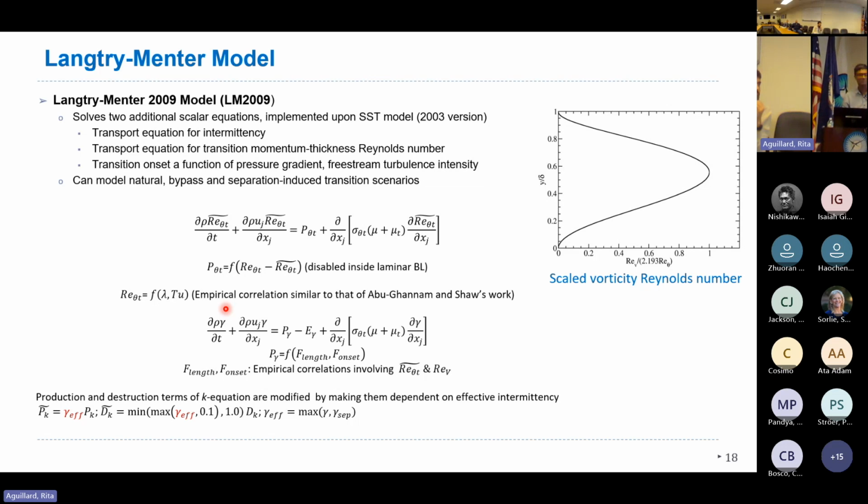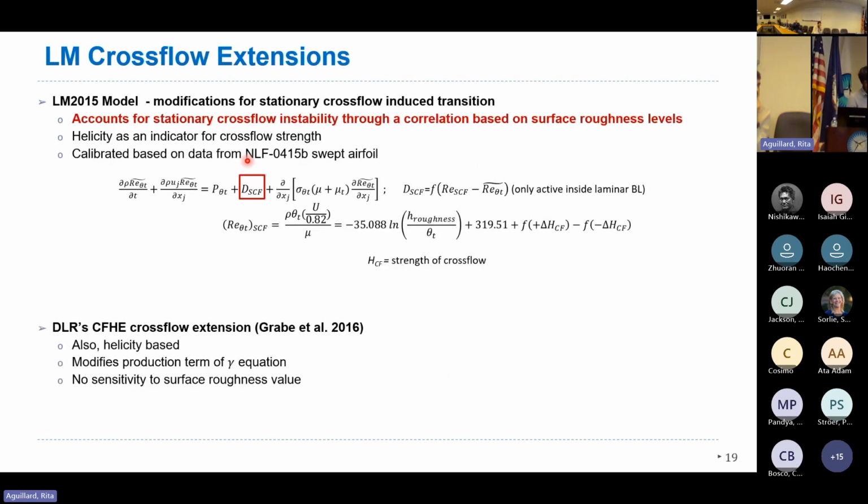So that's the thing. So this can only do TS, bypass, and separation bubble based scenarios. Then somebody in 2015 came up with the cross flow correction, addressing it based on a roughness value.